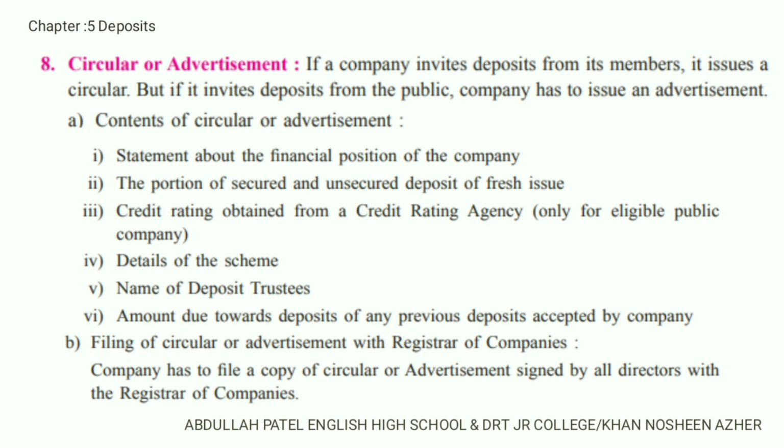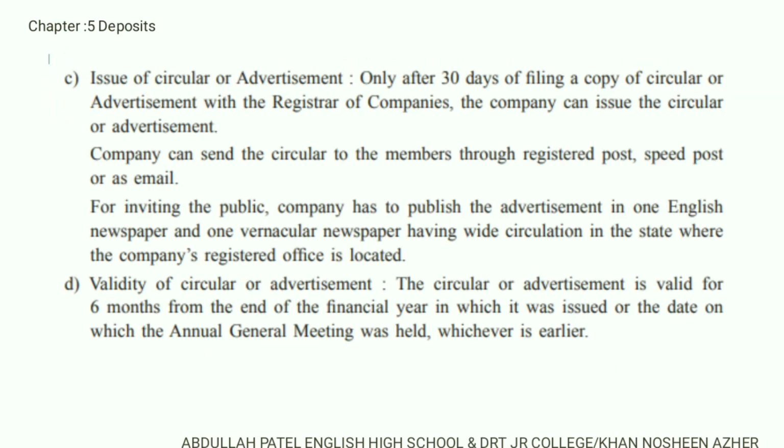Second point, section B. Filing of circular and advertisement with the registrar of the company. This is the heading. A copy of the circular or the advertisement signed by the director should be submitted with the registrar of the company. Third point, issue of circular or advertisement. After filing the copy of the circular or advertisement with the registrar, the company can issue the circular and the advertisement. So over all, first of all, you have to register your circular and advertisement with the registrar of the company.